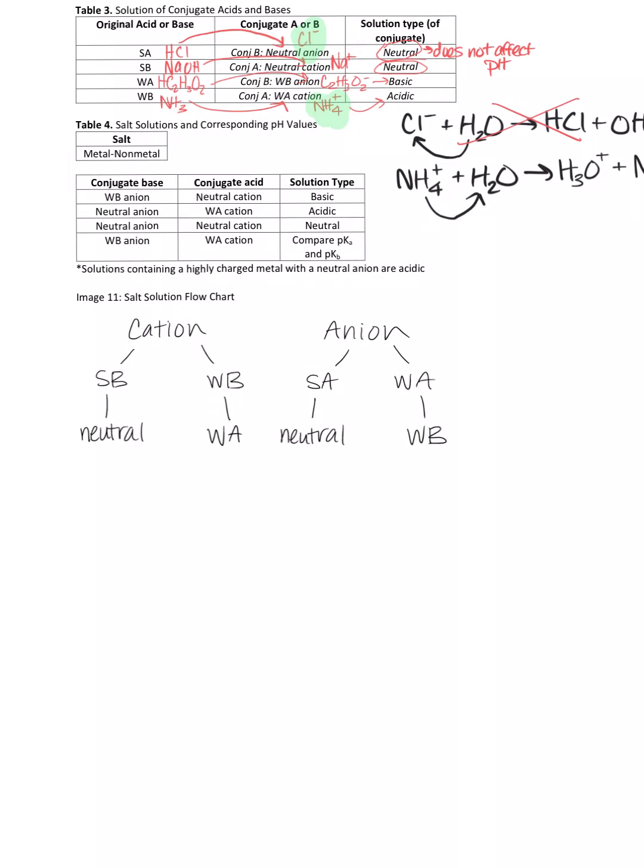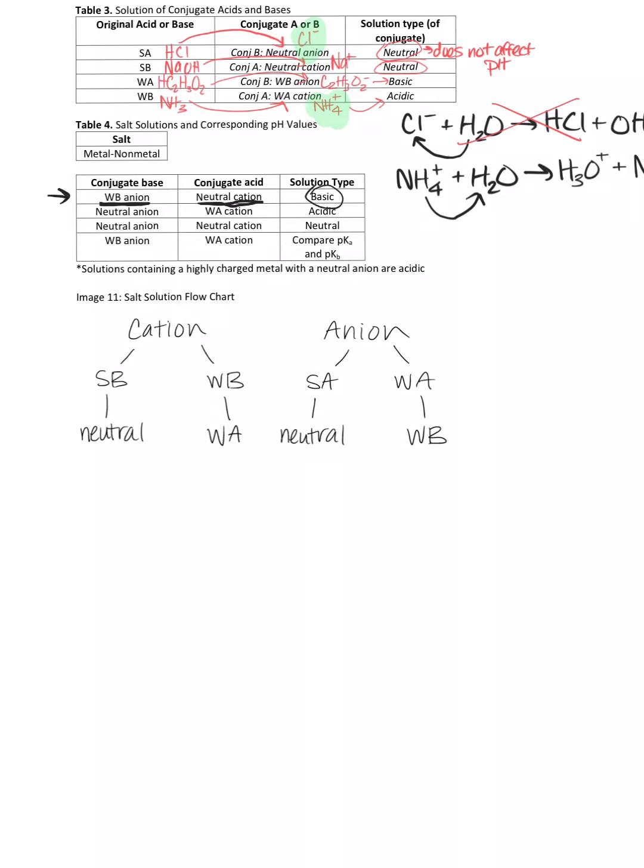Okay, so this is the way that we're going to read this table. We're going to read it left to right. Left to right, not up to down, but left to right. Okay, so let's start off in this first row. So let's say you have an anion that is weakly basic. That's what WB means. And you have a cation that's neutral. Together they would form a basic solution.